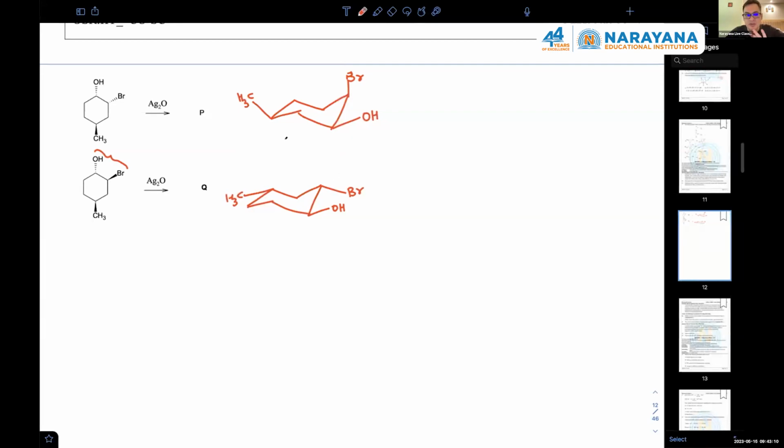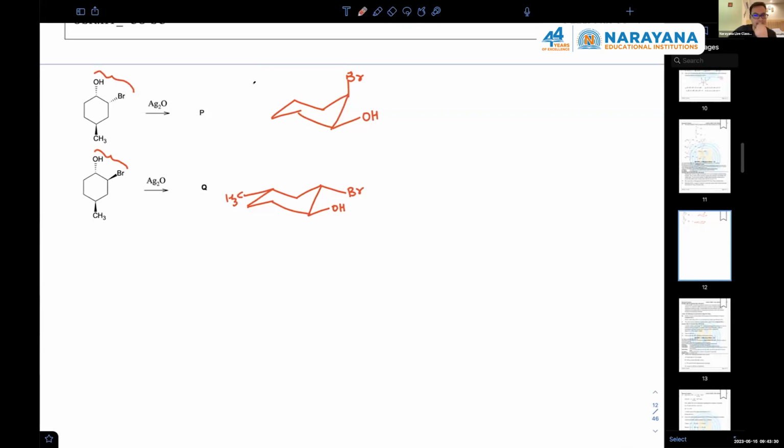First, you should know about these configurations that I'm writing here. OH and Br on the same side, like dash dash, so cis. So this is up, this is also up. Up, they both are cis. Methyl, methyl. Oh, sorry.